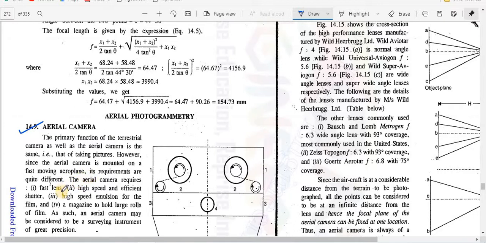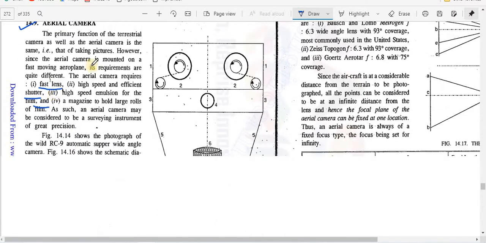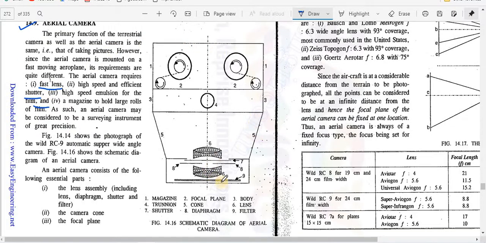The aerial camera requires a fast lens. Okay, it should consist of a fast lens, a high speed and efficient shutter. The next is a high speed emulsion of film. Then a magazine to hold a large roll of film. Okay, and you can see over here there is a diagram of this aerial photo camera.